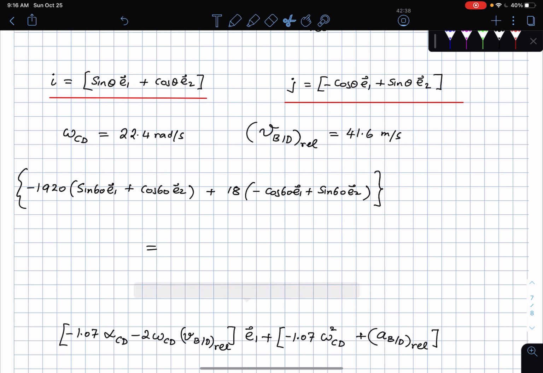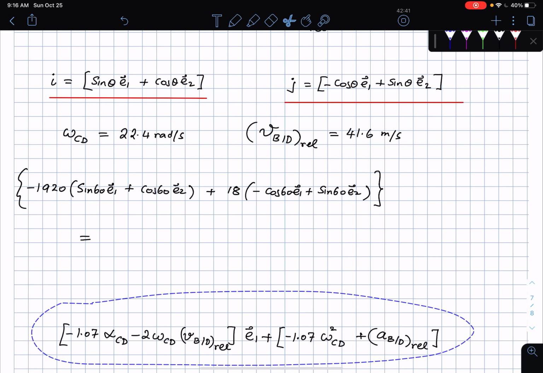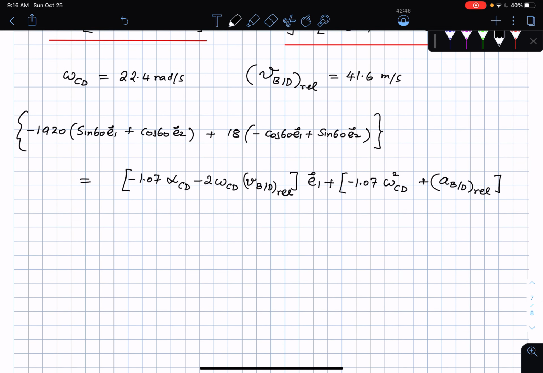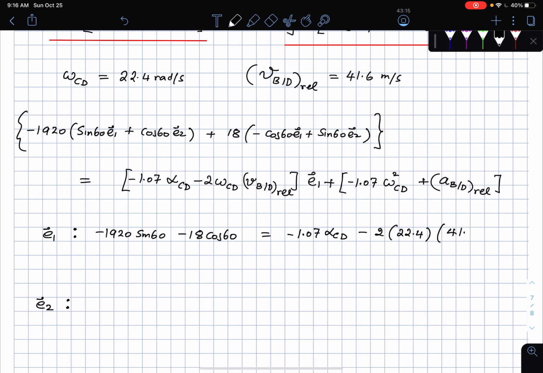So I need to bring them down here. Beautiful. Then I do the same thing as before. Take the E1 terms, take the E2 terms. What are the terms containing E1? Minus 1920 sine 60 minus 18 cosine 60, right? And the terms containing E1 here are going to be minus 1.07 alpha CD minus 2 times omega CD, which I'm going to substitute as 22.4, times VB/D relative, which is 41.6. So that's one thing that I have done here.